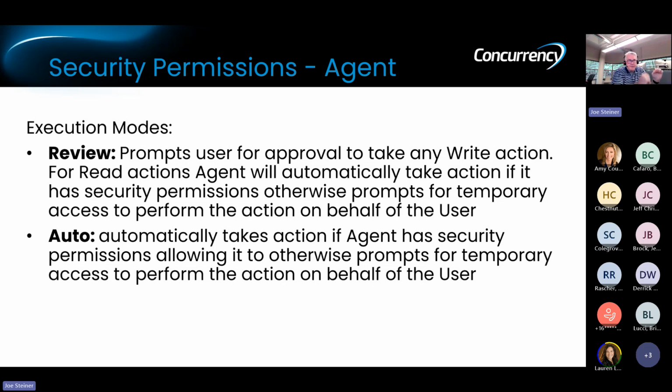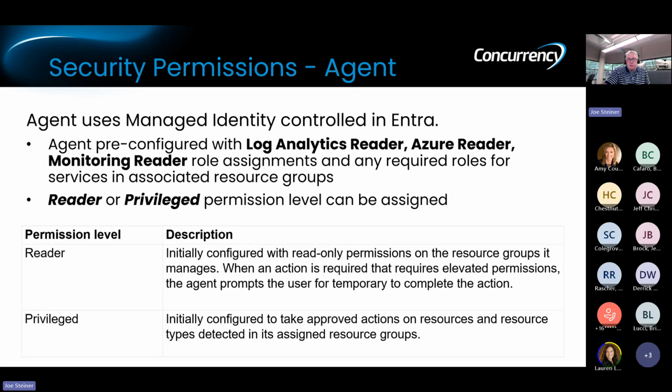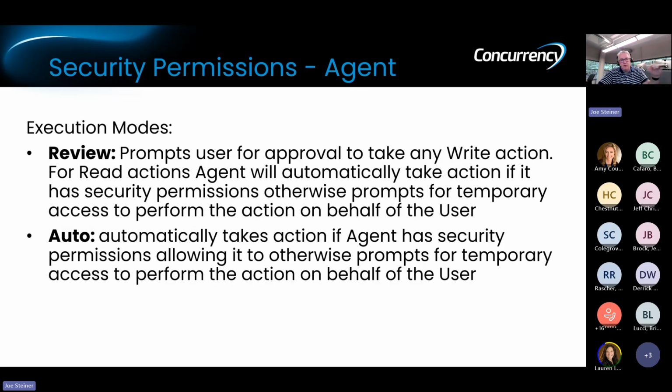So you have two kinds of choices there. You have reader versus privileged, which is at the permission level. And then you have review versus auto, which controls whether I can go ahead and do things: I can only do read actions, or I can do read and write, depending on my permissions. Okay. Thank you.